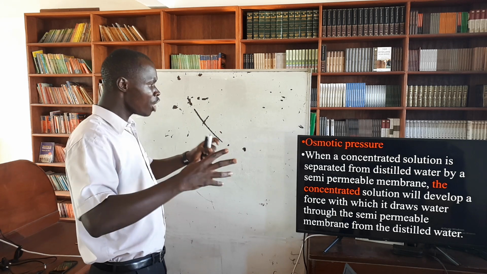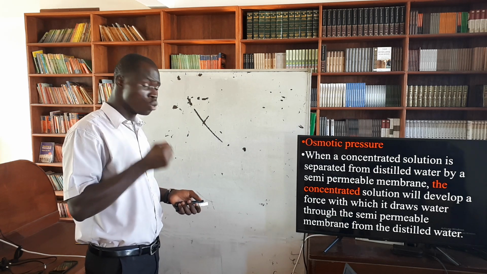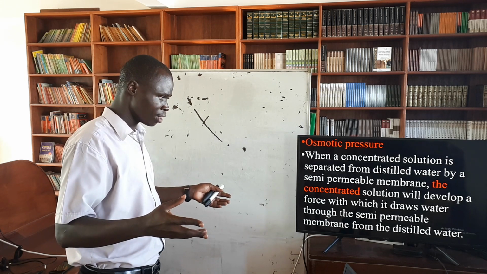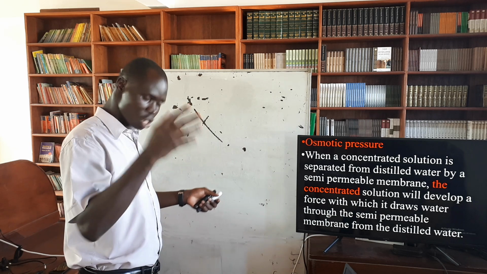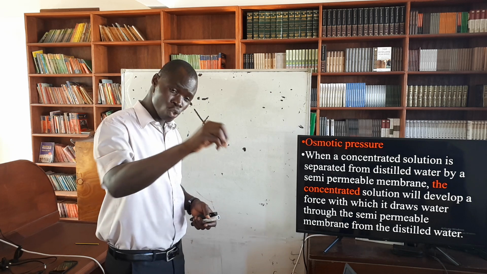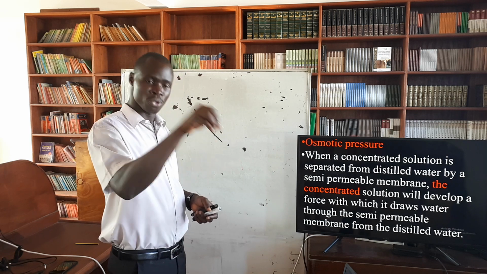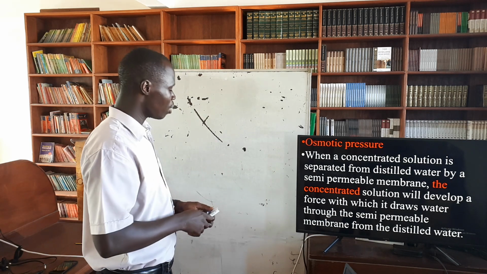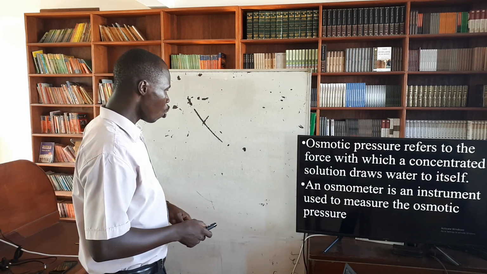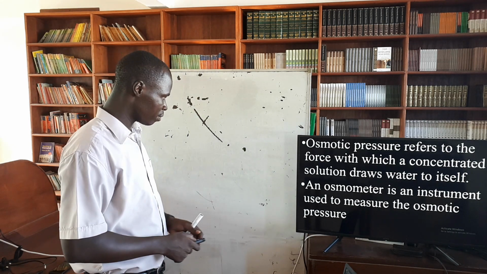The concentrated solution will develop a force, and this is the force that is going to be used to draw water molecules from distilled water, from a dilute solution, to a concentrated solution. So that force that is developed by a concentrated solution to draw water molecules from a dilute solution to a concentrated solution is what we call osmotic pressure. Osmotic pressure refers to the force with which one solution draws water to its side.